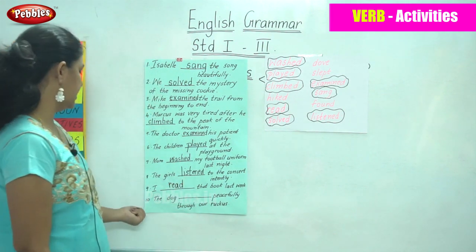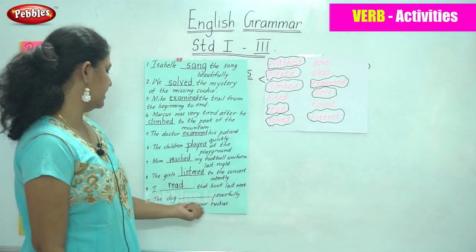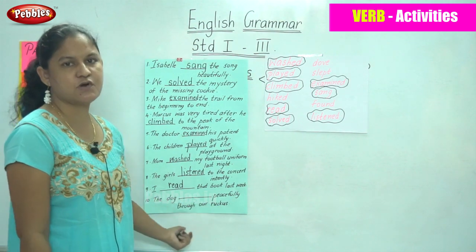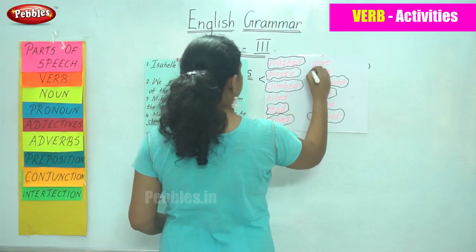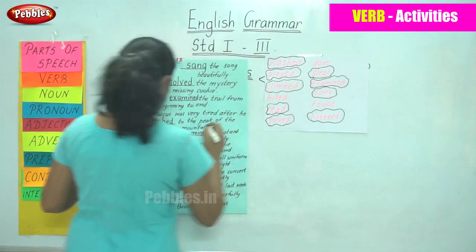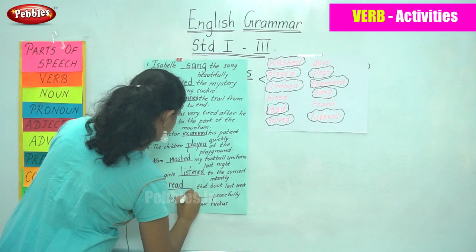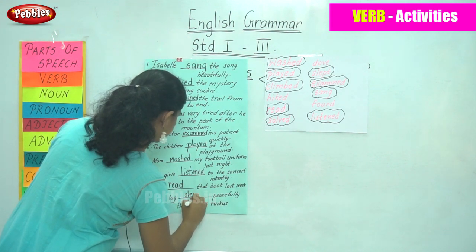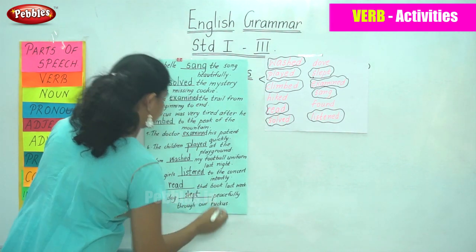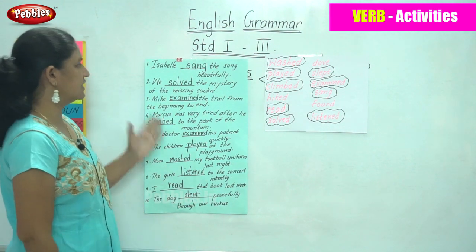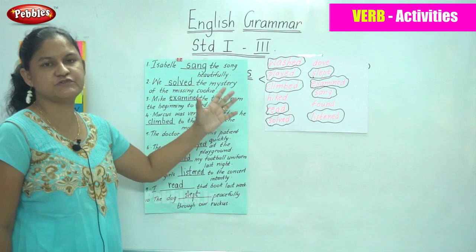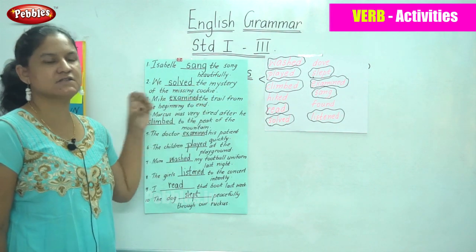And the last one, the dog dash peacefully through a ruckus, through a noise. So the dog slept peacefully through a noise. So the dog slept. So we see what are the words. So Isabel sang the song beautifully. So the word sang is the verb.